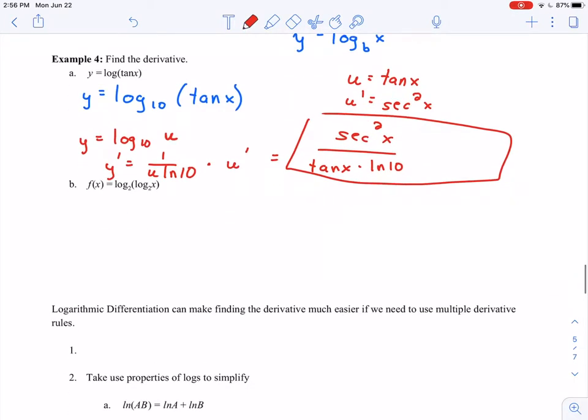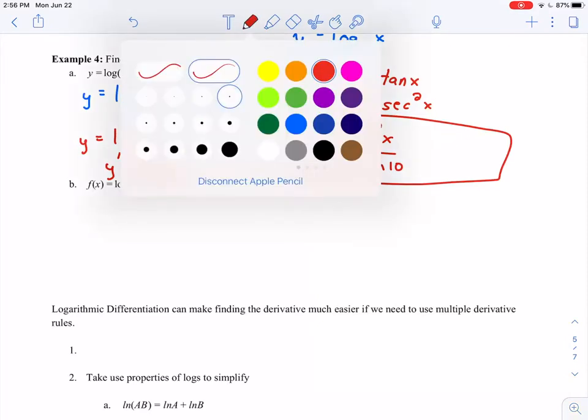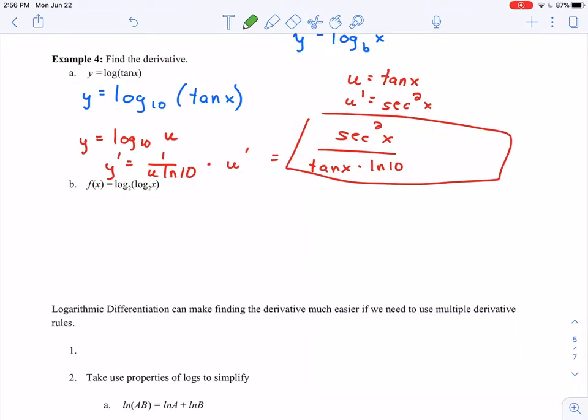One last problem that we'll look at in this video. Here I have f of x equals log base 2 of log base 2 of x. This one is kind of weird. We have log base 2 appearing twice. It's not a typo. So the first thing I want you to look at is I have this log base 2 of x inside of this log base 2 function.